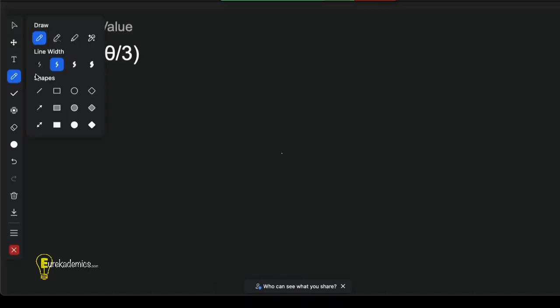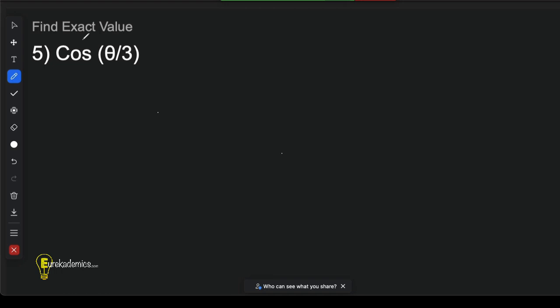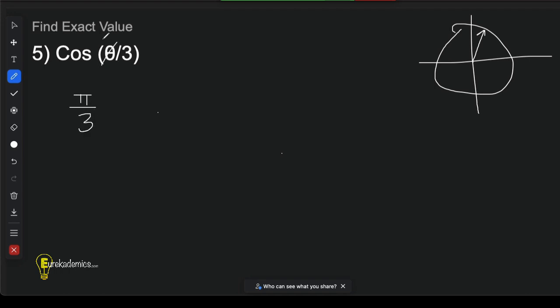All right, for number 5, when it says find the exact value of a trigonometric function like this, most likely you're going to be dealing with a unit circle. Now, if you're savvy with the unit circle, you might recall that pi thirds is this stick, or 60 degrees. Now, if you don't recall, you would just take pi thirds. Excuse me, this should be saying pi in the problem.